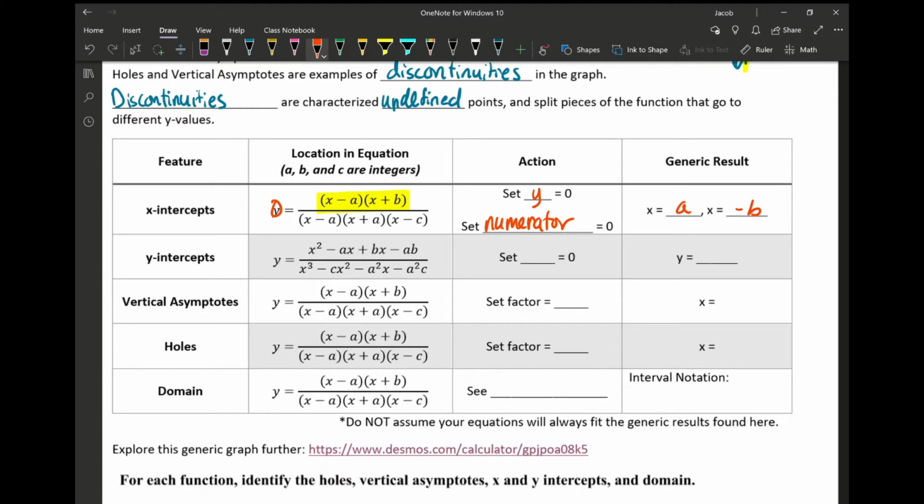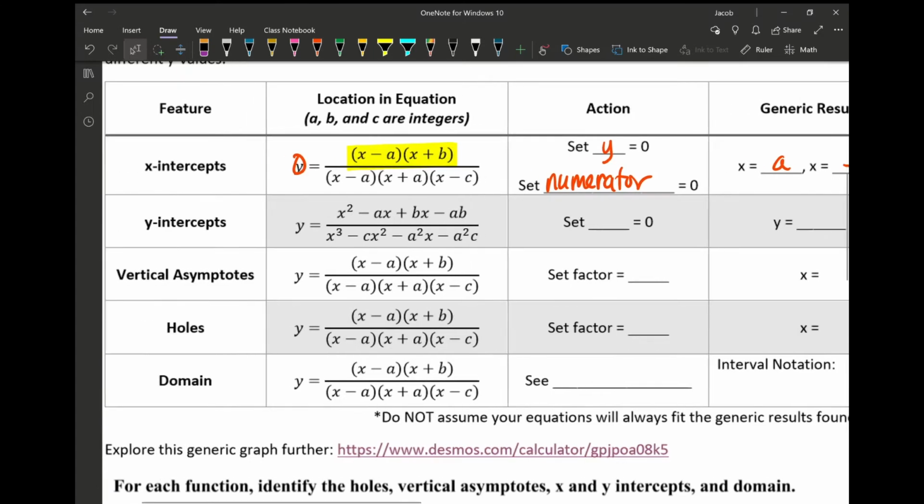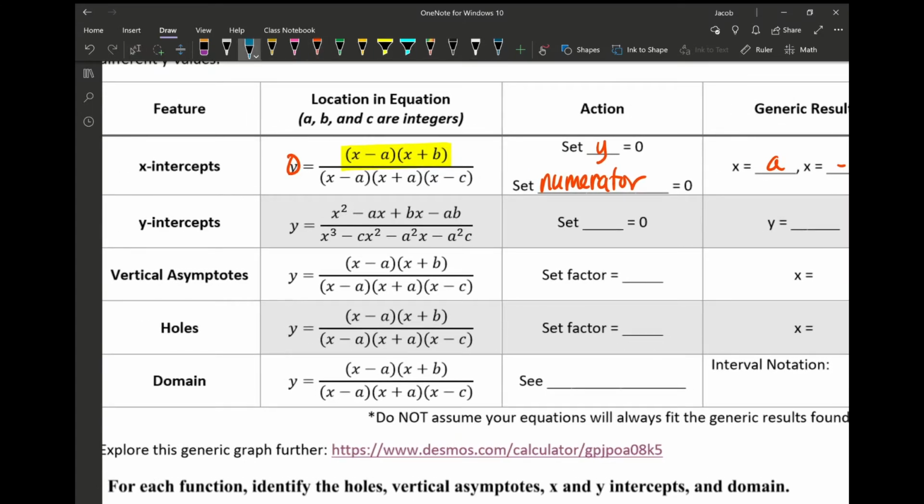But if we move on to y-intercepts, I have the multiplied out form of this rational function. So we do not want to use the factored form when we're finding the y-intercepts. And to find where to look at the y-intercepts, we're going to use negative ab and negative a squared c. So it's our last terms. It's the last constant terms. I'm going to make a little note there, last constant terms, in the numerator and the denominator.